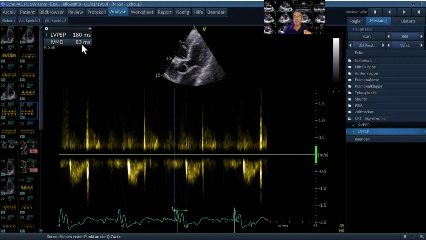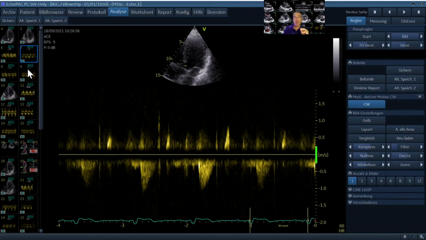And we have an interventricular mechanical delay, as we call it, a delay between the outflow of the pulmonary valve of the right ventricle and the left ventricle across the aortic valve of 83 milliseconds. That's a significant delay. What happens with CRT?